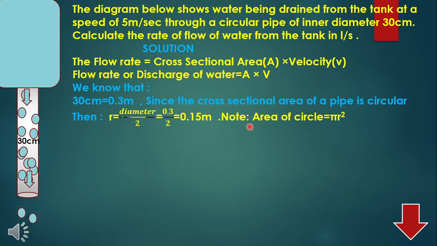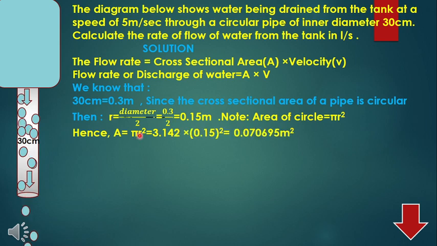Note also that the area of a circle is given by pi r squared. So let's go ahead and calculate the area of a circle. The area of a circle, using pi as 3.142, is multiplied by the radius squared. The value of the radius we have calculated is 0.15. When you square that, this is the product you get as the area of the cross-sectional pipe, which is circular.